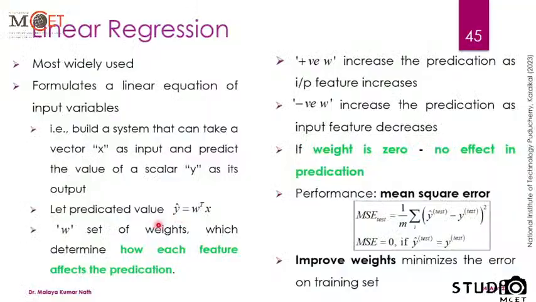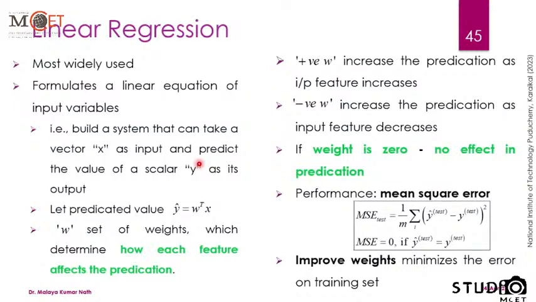This weight can take a negative value or a positive value. If it is positive, it increases the prediction as the input feature increases, and if it takes a negative value, it increases the prediction as the input feature decreases. So what is my aim? My aim is to make this prediction almost equal to y. How can we do it?